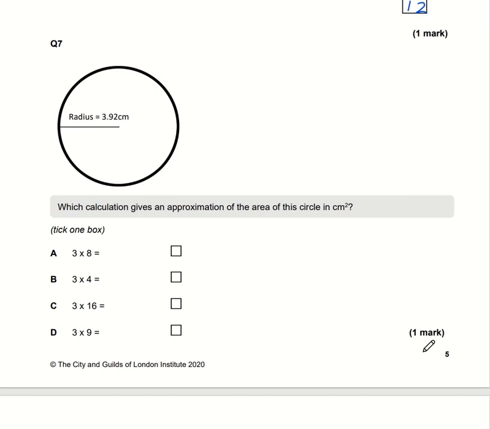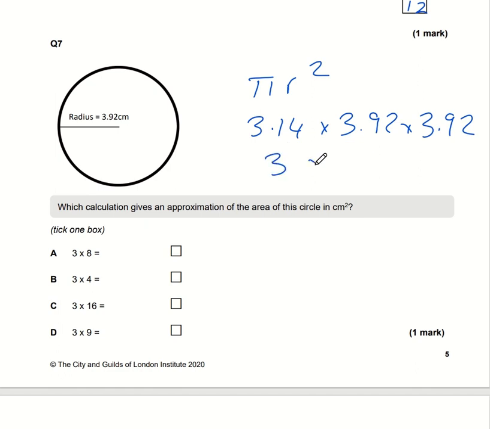Question number 7. Which calculation gives an approximation of the area of this circle in square centimetres? Well, the formula for the area of a circle is pi r squared. So that is 3.14 times 3.92 times by 3.92. But we want an approximation, so why don't we call pi 3 and call 3.92, call that 4. So 3 times 4 times 4. Now all of the answers feature 3 times something. So what is 4 times 4? 4 4s are 16, so 3 times 16, which is option C, 3 times 16. Perfect.